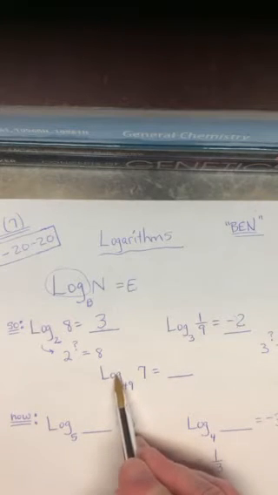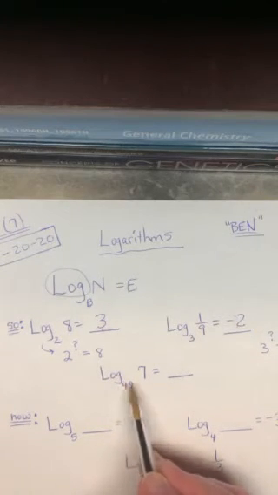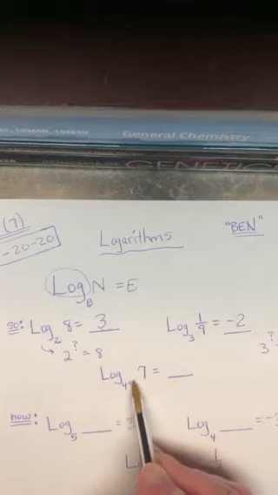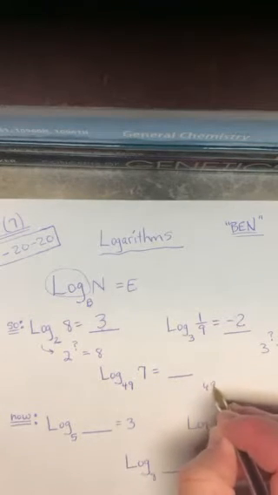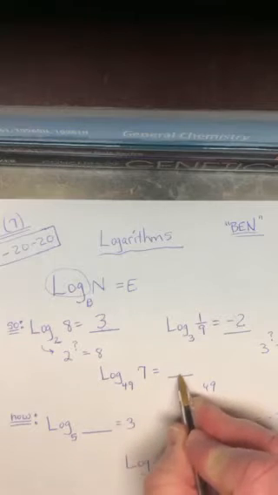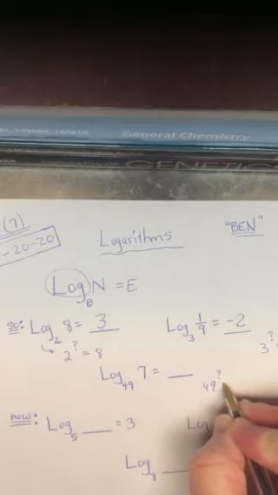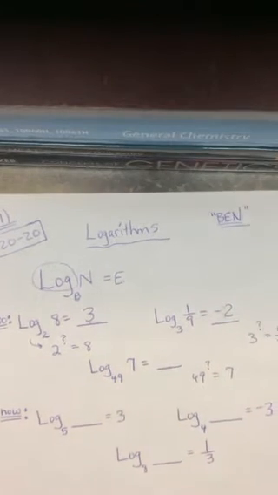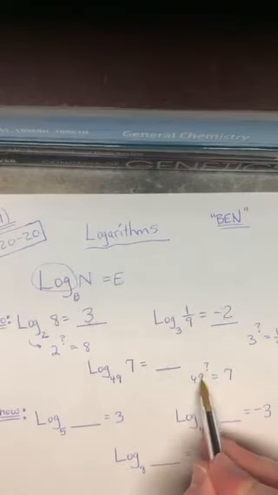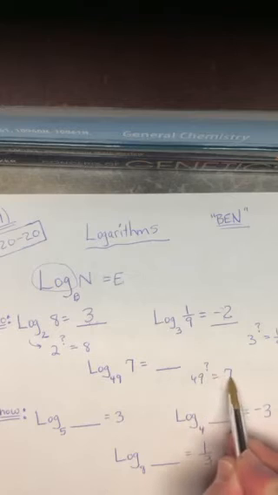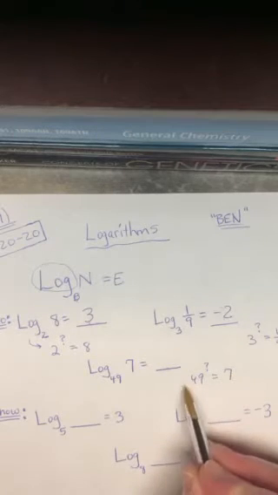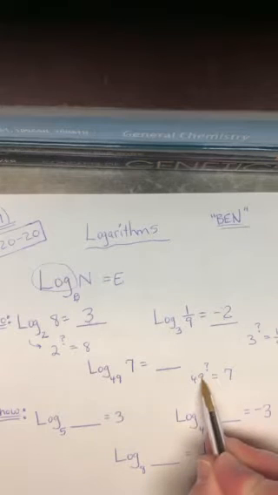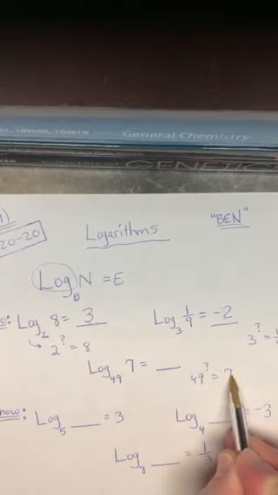I have the word log, so I'm thinking base, exponent, final number. My base is 49. My exponent is I don't know, but I want to end up with 7. What would I do to 49 to turn it into a 7? Okay, do you agree here? Wouldn't I square root it? Wouldn't you square root 49 to have it turn into a 7?